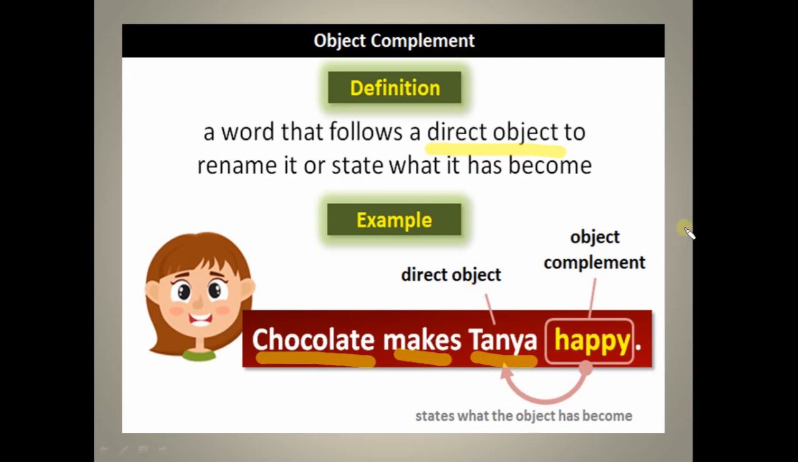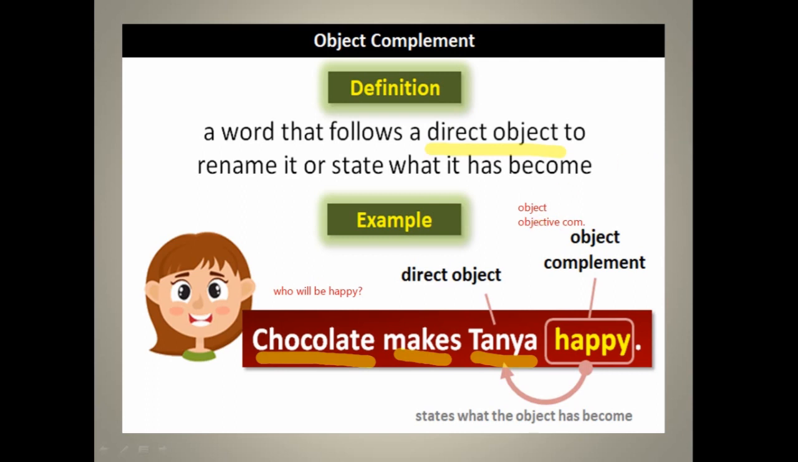Happy. Now you tell me, who will be happy here? Is it chocolate or Tanya? Definitely Tanya. It means happy is the complement of this object, not of the chocolate. Okay, so this is our objective complement, and it's very easy. If you get the object in the sentence, that will be your objective complement. Okay, that will be your objective complement. Fine. So keep in your mind, if you get the object, this will be your objective complement.